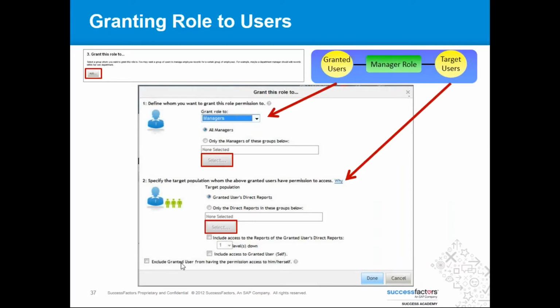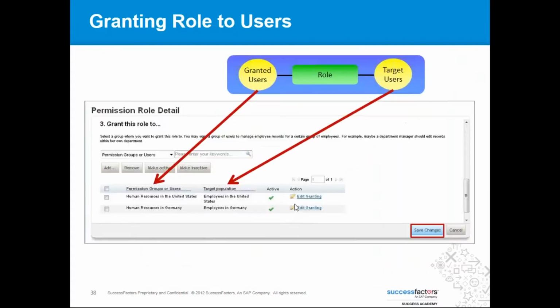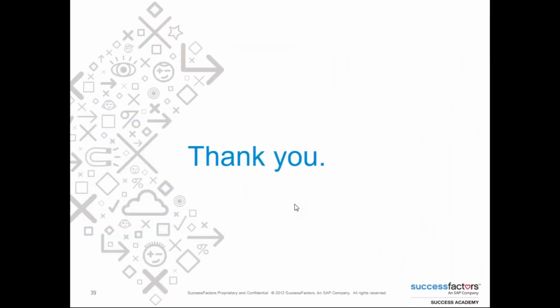If you want to exclude the granting user, you can select this checkbox. By mistake, the person who is performing the activity may have access on his own record. To make sure that is not happening, you can just select this checkbox at the bottom. That way, all the steps are documented in detail in this presentation, guys.